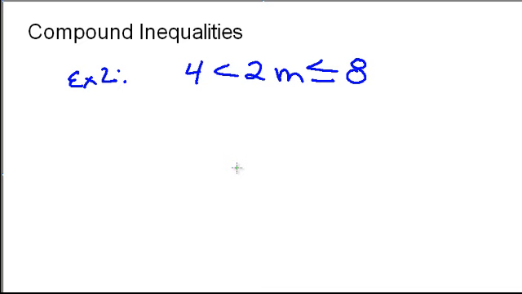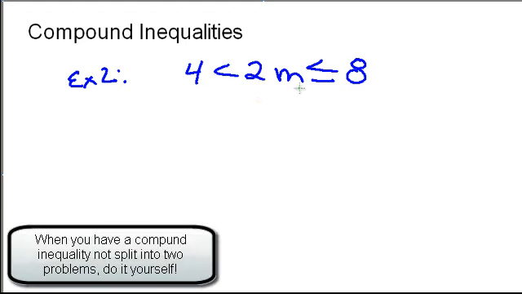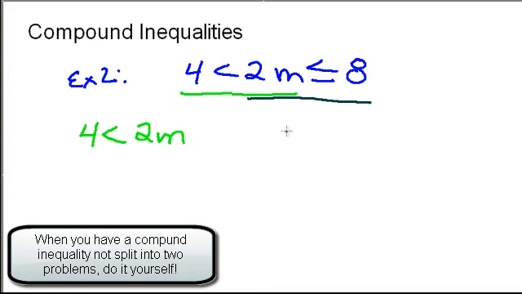Now we're ready to look at our example 2. In this example we have 4 is less than 2m, which is less than or equal to 8. This time we don't have two different problems set up, but we can take this information and set up two different problems. The first problem is just going to be this half over here: 4 is less than 2m. And then our second problem is just this half over here: 2m is less than or equal to 8.